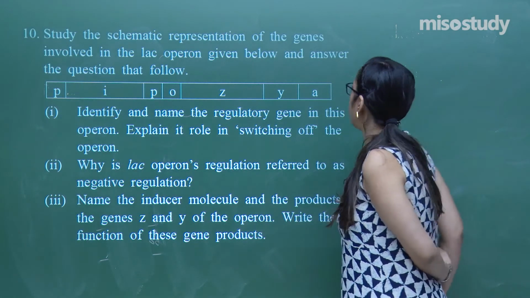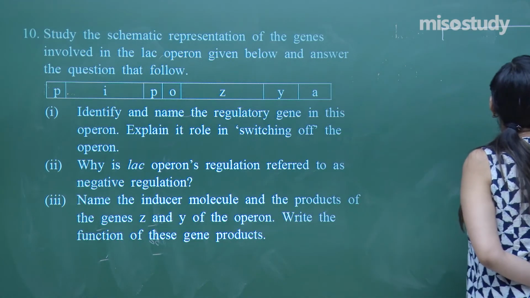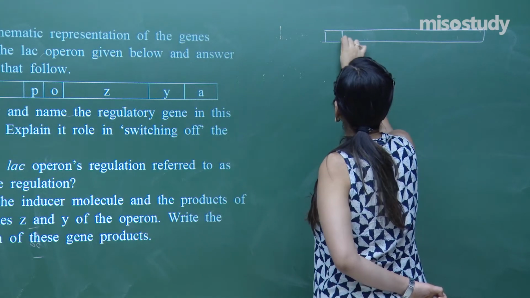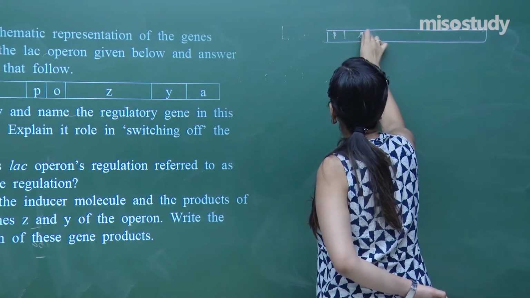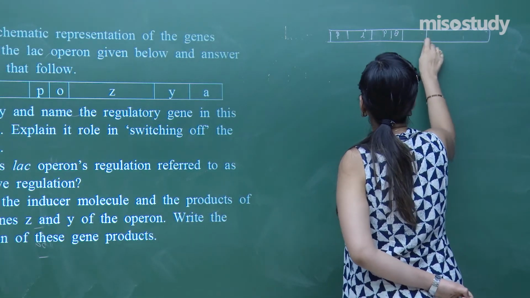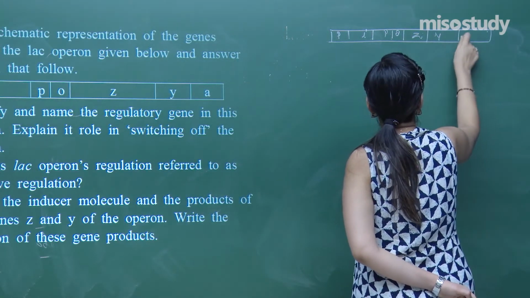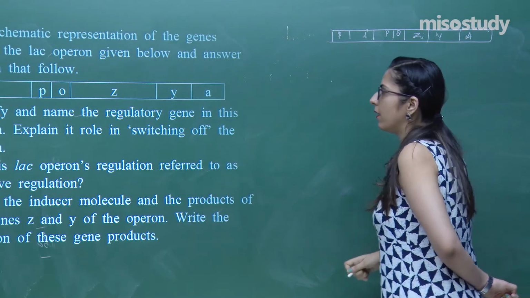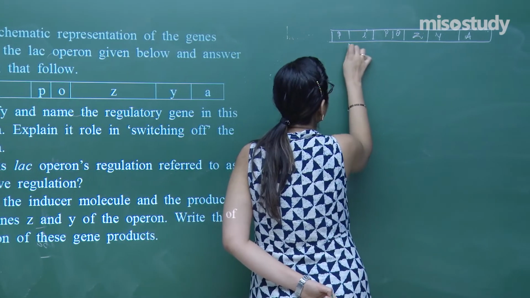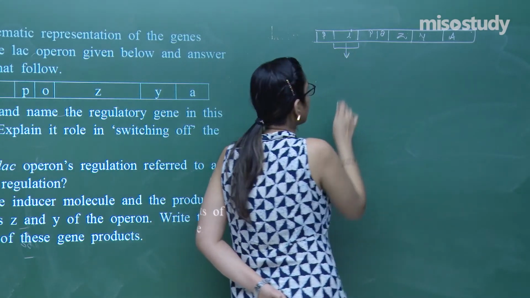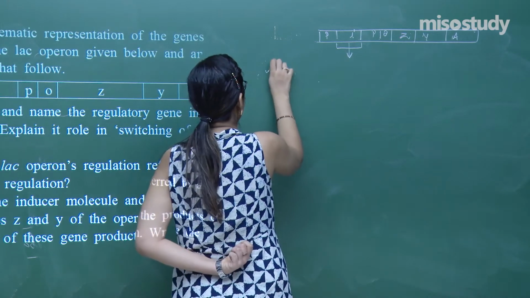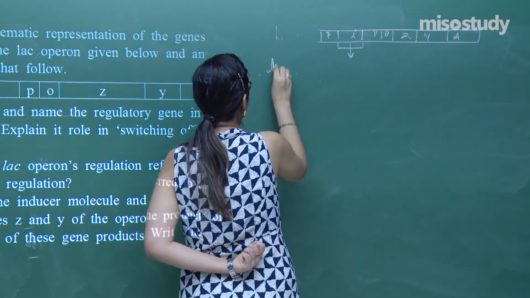Now, let's draw the same over here. We have the inducer, this is the promoter, this is the operator. 3 structural genes are present, they are Z and Y and A. First we have to identify a regulatory gene. In this case, the regulatory gene is this. I is a regulatory gene. So the answer is I.